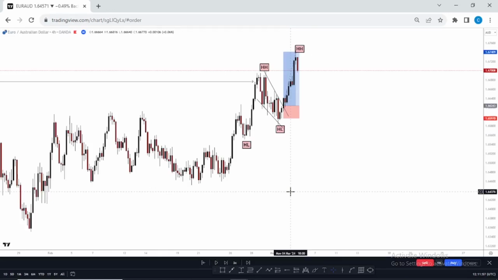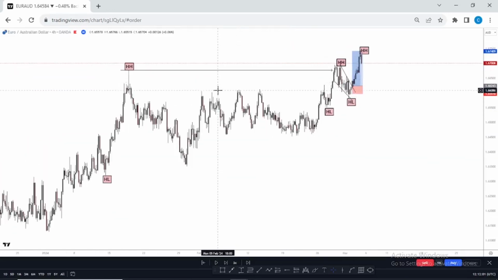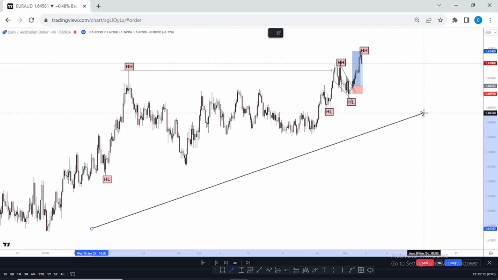Alright, so now starting from the 4H time frame, what's the first thing we need to do? The first thing we need to do is to identify the trend of the market. Looking at our chart, what trend are we in? We're in an uptrend, clear as day. Good. So now the second thing we need to do is to identify our market structures.